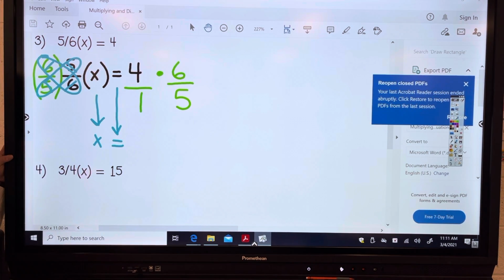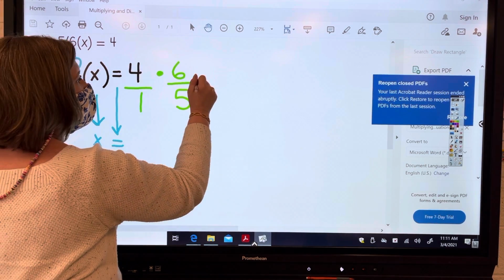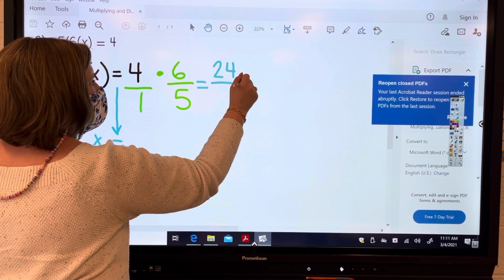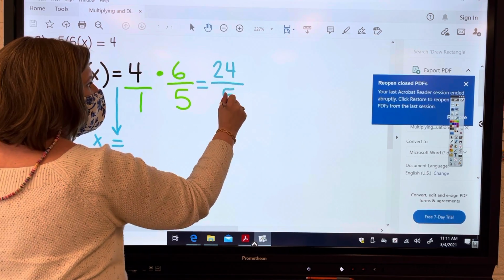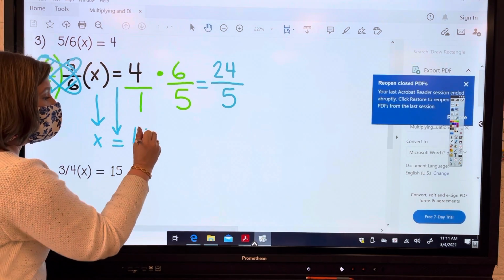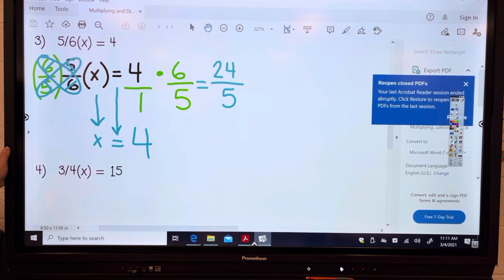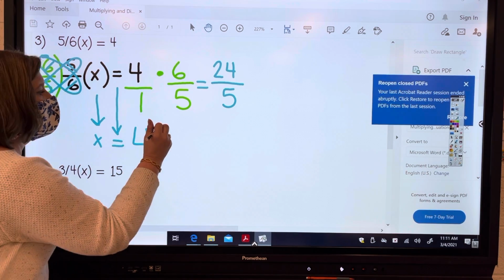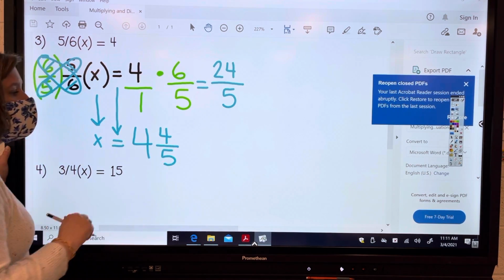Can I multiply this? Yep. So 4 times 6 is 24. 1 times 5 is 5. Fractions don't like to be improper, so we need to make our improper fraction proper. So the first step is to divide. 24 divided by 5 is 4. Leave that number as your whole number. Always write the remainder as the numerator, so what is the remainder? 4. The denominator stays the same.